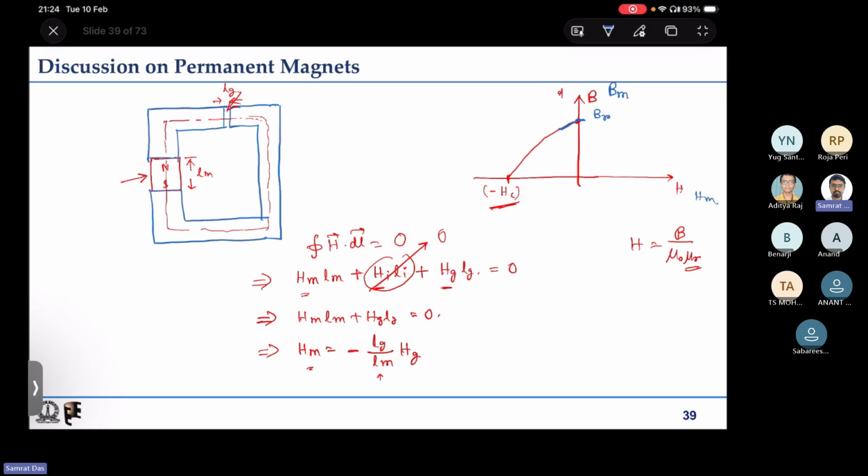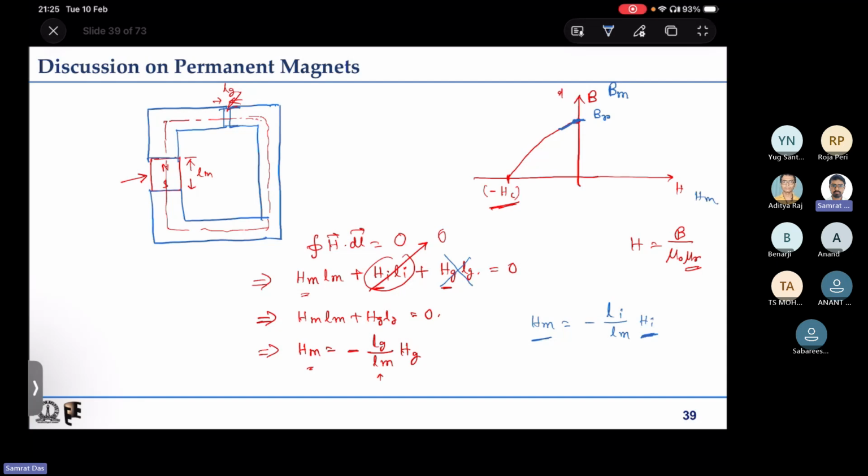So what happens if there is no air gap? If there is no air gap, then this term is not there. The iron term is very small, but it still has some finite value. In that case, Hm would have been minus of Li divided by Lm into Hi. Now because Hi is very low, Hm will also be very low, so it will not get pushed much into the second quadrant, and it will operate very close to the y-axis.